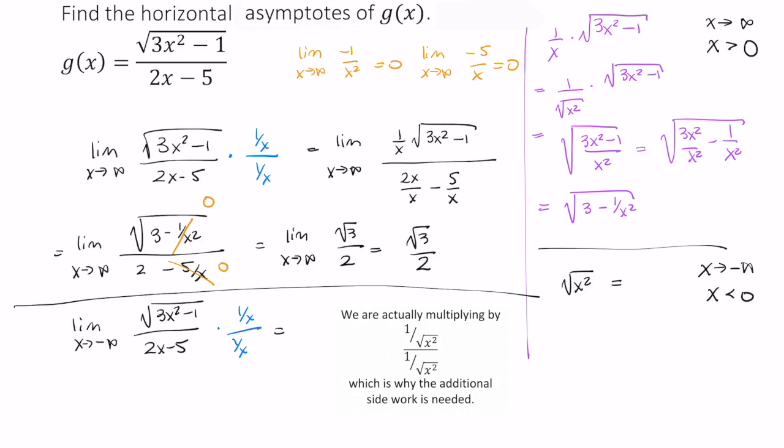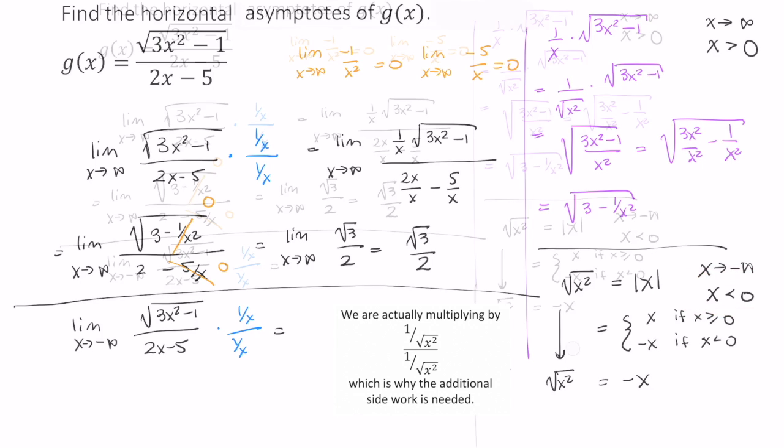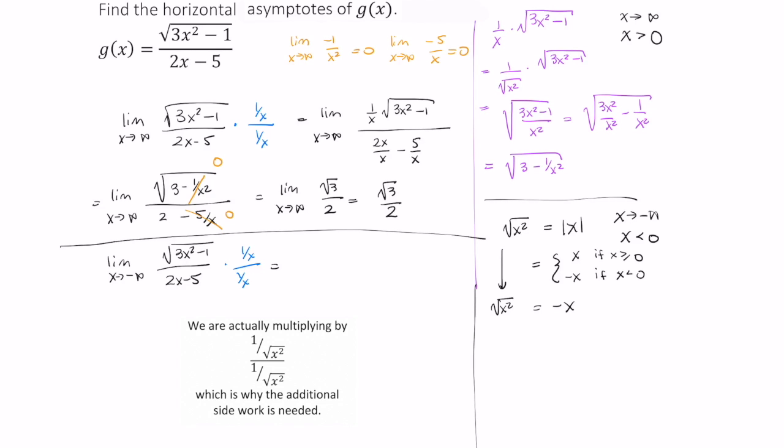Since by definition the square root of x squared is the absolute value of x, and the absolute value of x is a piecewise function, which is x if x is greater than or equal to 0, and negative x if x is less than 0. This means that the square root of x squared in our case is going to be negative x, since our values of x are less than or equal to 0. All right, so how does this affect us?